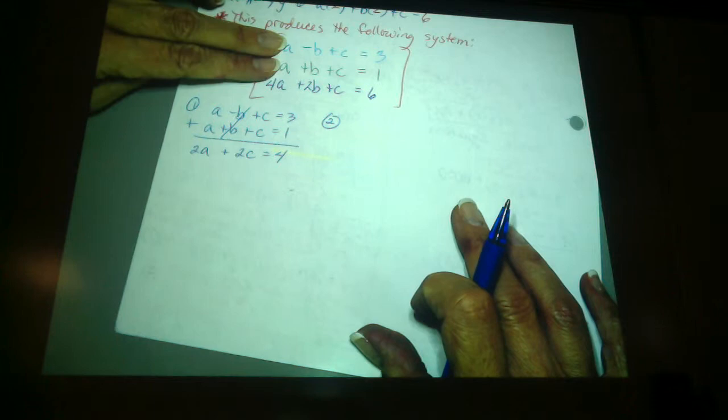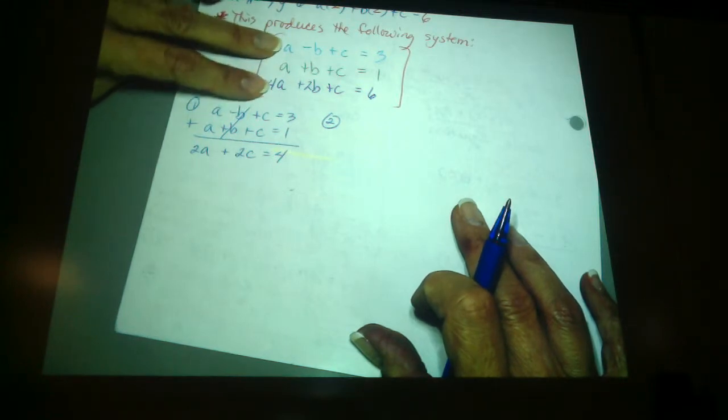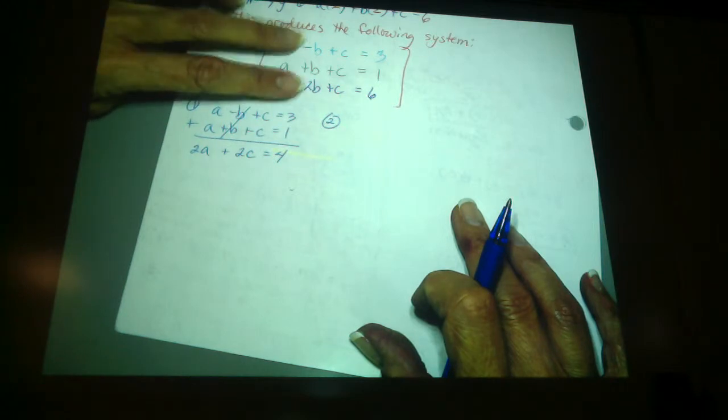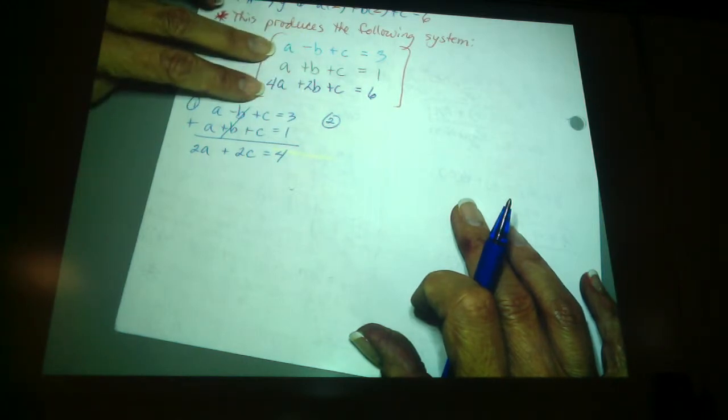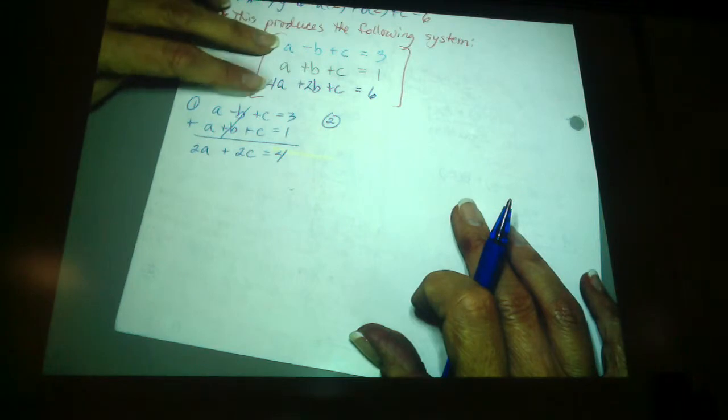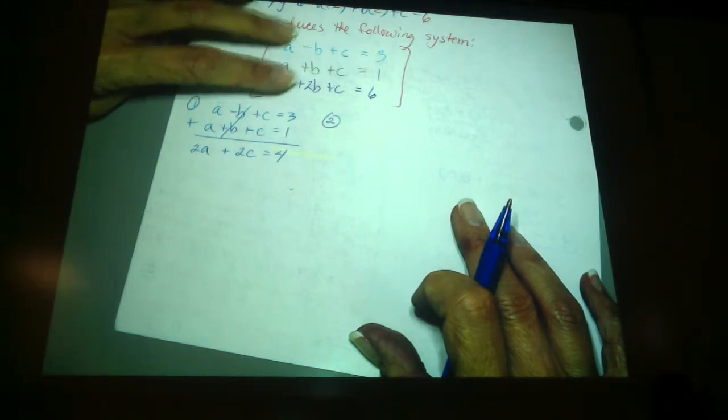I can't do the first two again. I could do the first and the last, right? What would I have to do to get rid of the b's? And I like doing the first and the last because the b's have opposite signs, right? So let's go with that.